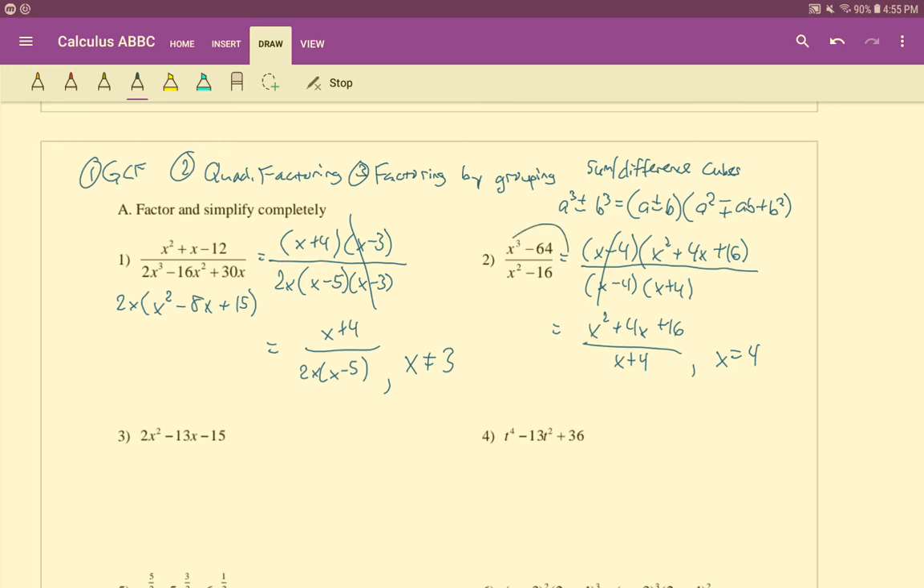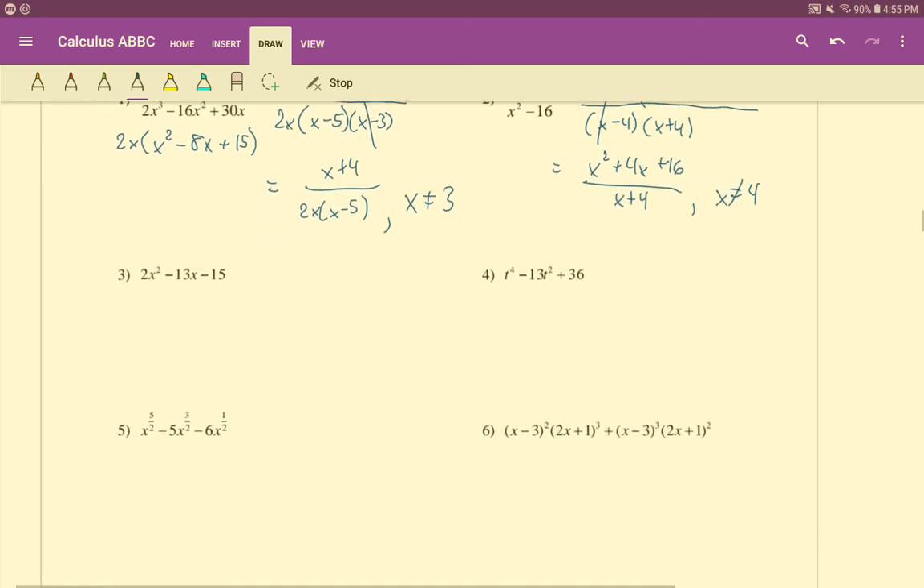Again, because if I were to put a positive 4 into this problem, I would get 0 over 0, which is also known as indeterminate form. If I put a 4 in here, I would get no problems. So we want to specify these two things. If this is going to be equal to this, they have to be equal everywhere. So we'll just stipulate that x cannot be 4. All right, number 3.